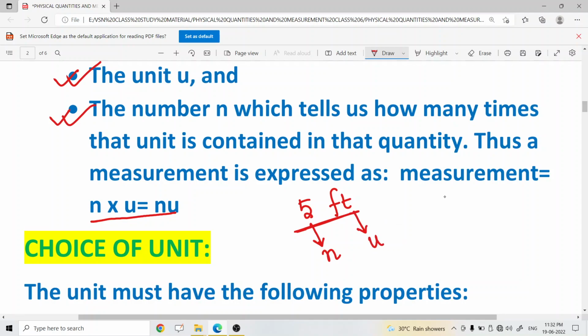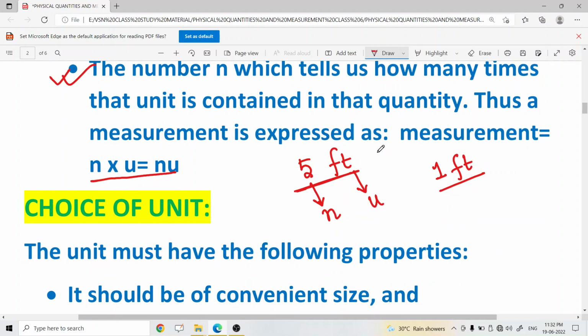In general, if we take one standard unit like 1 foot, then we can say that the length of the man is 5 times 1 foot. So we can compare easily and measure the length of any body or any man with the help of this formula n into u.